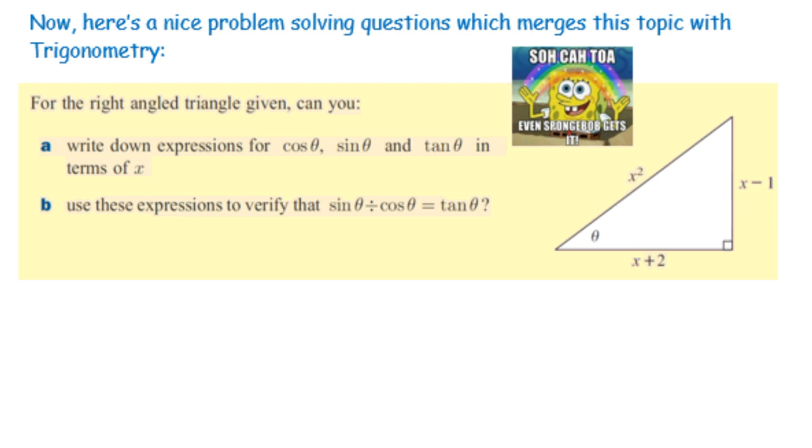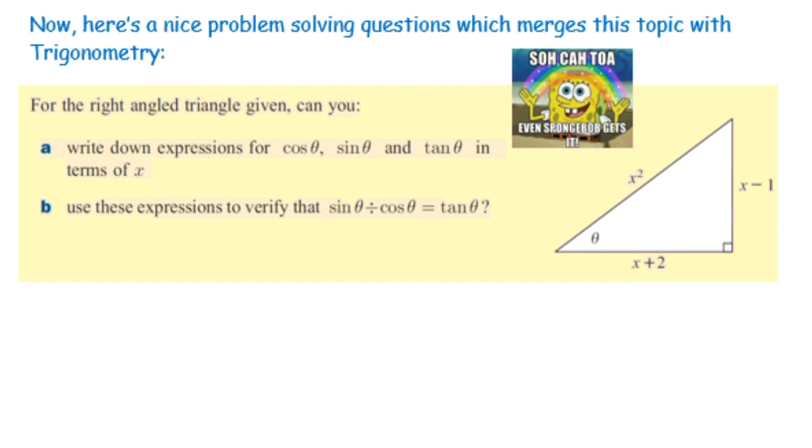So now here's a nice problem solving question which merges the topic with trigonometry. And I put a clue in the SpongeBob picture, so you could tell it. So question A. The right angle triangle given, so see it's a right angle triangle, and its lengths are written as algebraic expressions. Write down expressions for cos theta, sine theta, and tan theta in terms of x.